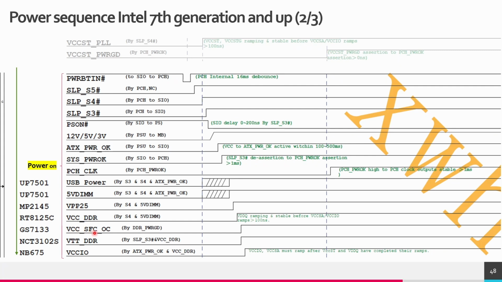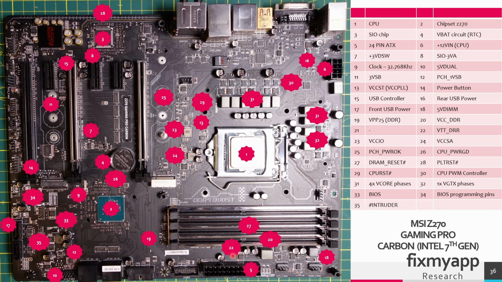When the power rail SFCOC is created, the next step is to create the VTT DDR voltage rail, and VTT stands for termination voltage, and it is used by the memory. And this voltage is the power supply divided by 2. So if the power supply is 1.2 volts, this VTT voltage would be 0.6 volt. And this voltage has to go high. In region 22, the termination voltage that will go to the RAM modules is created.